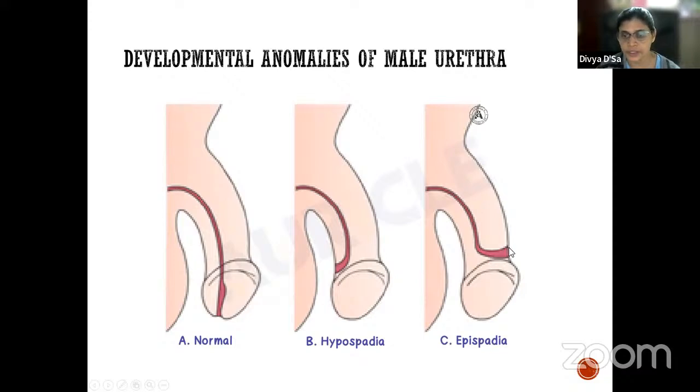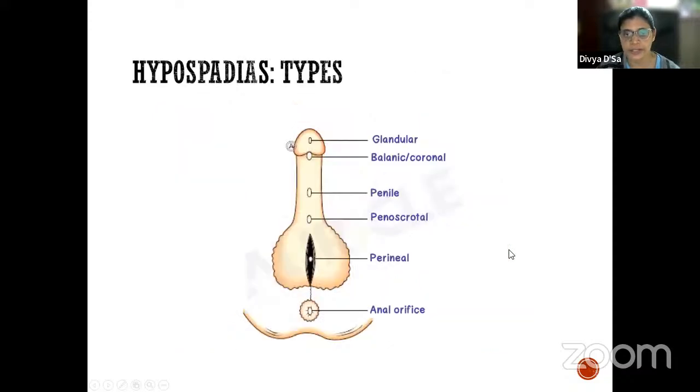When it opens on the dorsal aspect, we call it epispadias. Hypospadias has different types based on where it opens. We have the glandular, then the coronal, near the coronal sulcus, then the penile part, penoscrotal, and perineal. So like that, we have the different types of hypospadias.